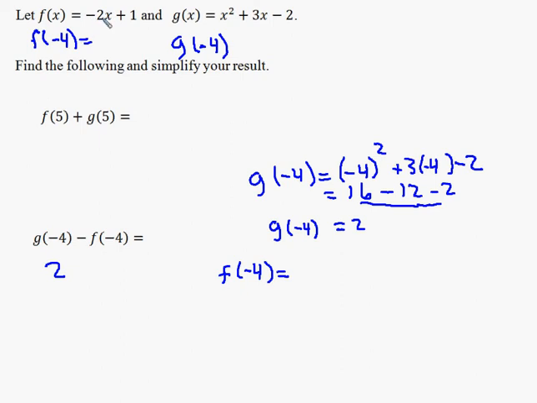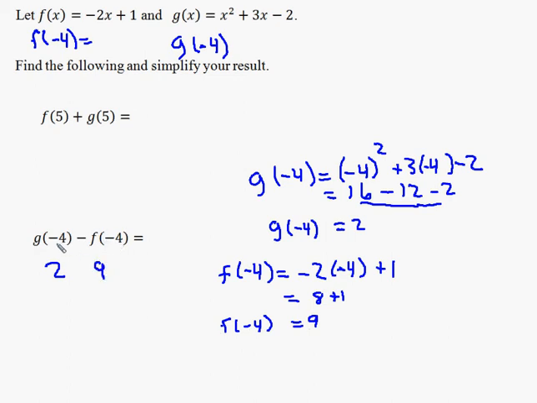So I'm going to do that here. I'm going to write negative 2 times negative 4. And then the function says that I need to add 1 at the end, so I will. Simplify the result. This is equal to, let's see, negative times a negative is a positive. 2 times 4 is 8. Don't forget you have the 1 there. 8 plus 1 is 9. So I get that f of negative 4 is 9. So I'm going to replace this notation f of negative 4 with 9.